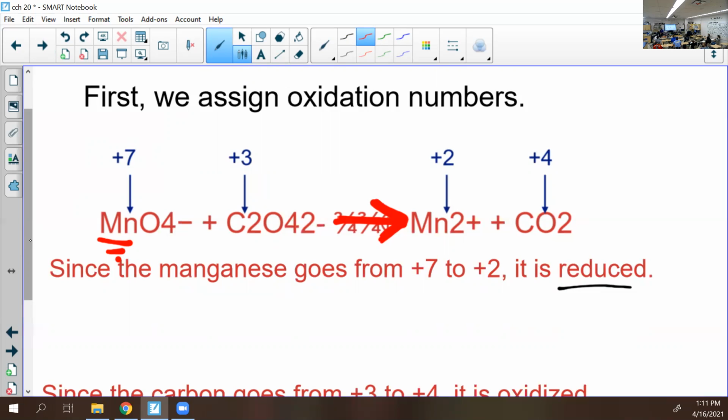Oh wait, that's awesome. Yeah, all right. Oxygen is always -2. Wait, why is the carbon plus 4 though? Why can't the C be minus 4 in CO2? Oh, it's definitely pointing at the wrong spot.